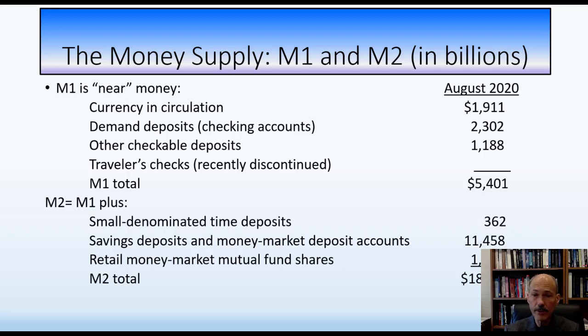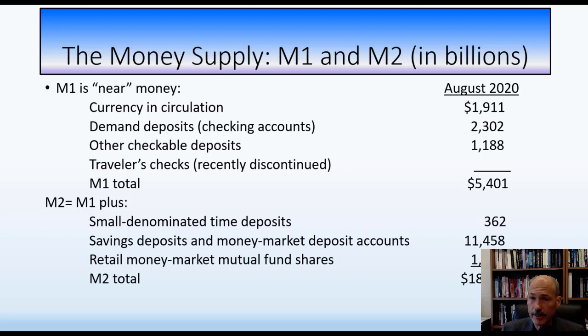Now, there's also savings deposits and money market deposit accounts. We'll talk about what money market deposit accounts are and much more later in this course. It's basically an account at a bank that pays a variable low interest rate because it's short-term deposits. You can pull your money out pretty quickly. It turns out there's like $11 trillion wrapped up in there. They seem to be kind of popular.